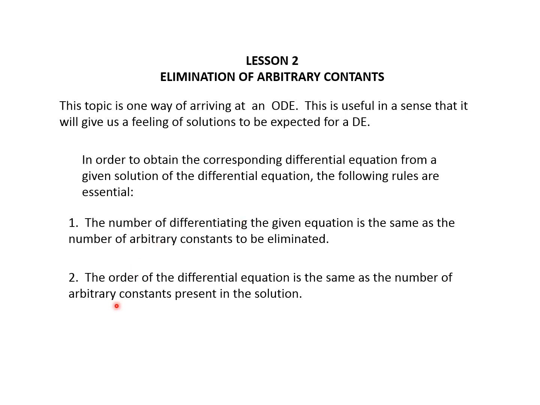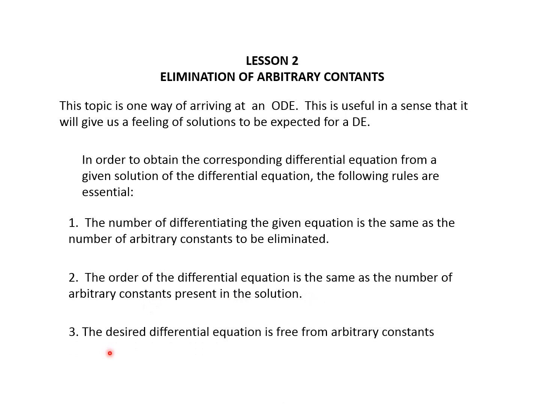Next, the order of a differential equation is the same as the number of arbitrary constants present in the solution. If, for example, you have 2 arbitrary constants, then the equivalent order is second order. If you have 3 arbitrary constants, the order will be third. If you have just 1 arbitrary constant, the order will be first order.